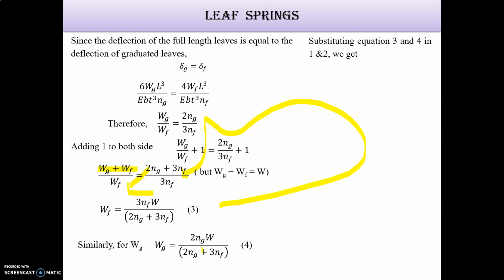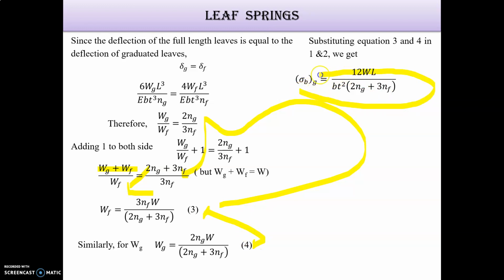Now substitute equations 3 and 4 in 1 and 2. What do we get? Sigma bg, that is, this 3 and 4 we are going to put in 1 and 2. So the bending stress for the graduated leaf is what? 12 W L divided by b t square, divided by 2 times Ng plus 3 times Nf. And for the full length leaf it is 18 times W L by b t square, 2 times Ng plus 3 times Nf. You can see that the denominator is the same for both, only the numerator is changing.